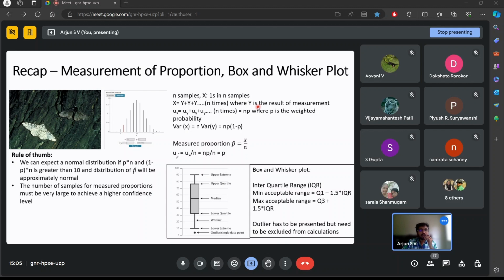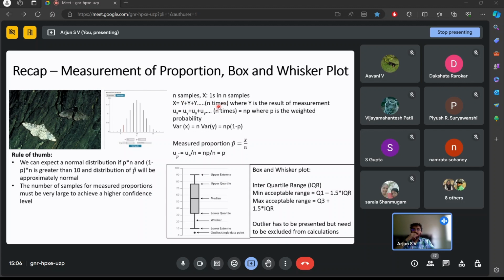And if we want to take an event such as x, where x is the number of white moths in a number of samples, or the number of black moths in a number of samples, that event would be the cumulative sum of all the results of measurements that you've done across n samples. Let's say we assign 1 to black moths and 0 to white moths. If you want to calculate the number of black moths in a number of samples, for each moth you'll be doing a measurement, and that will come under y, and the sum of all the measurements over n samples will constitute the event x.